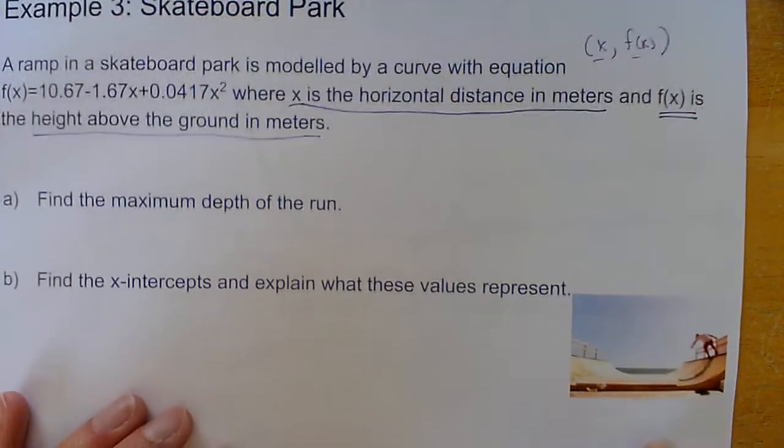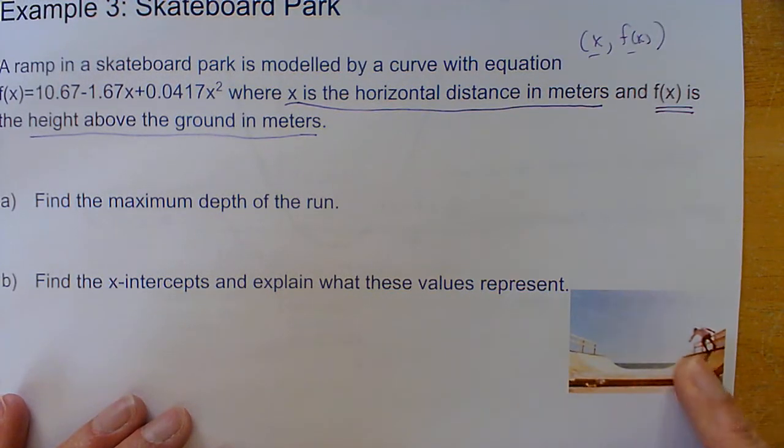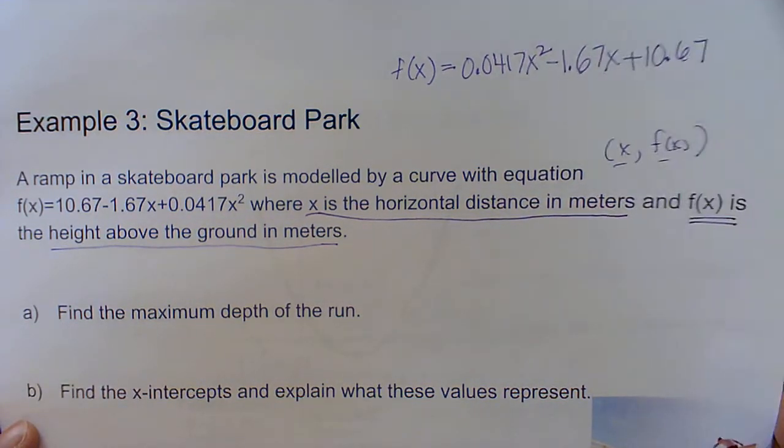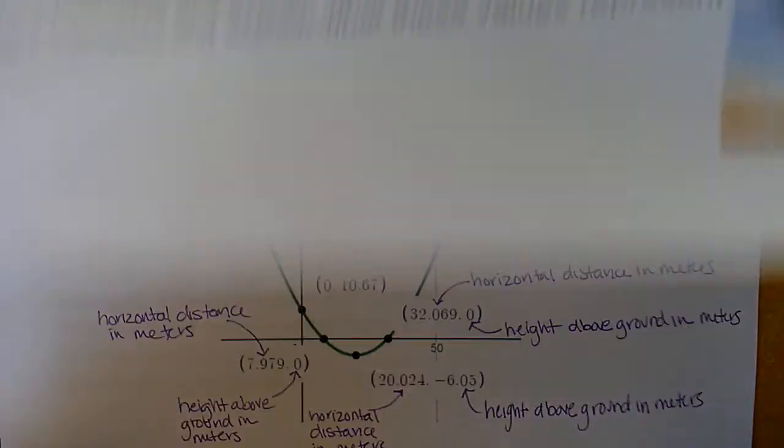So I'm thinking it's going to look a little bit different than this. I actually think it goes down like a pool. I think it's going to go below the ground because it says height above ground in meters. So let's see what this looks like in Desmos and then answer the questions.